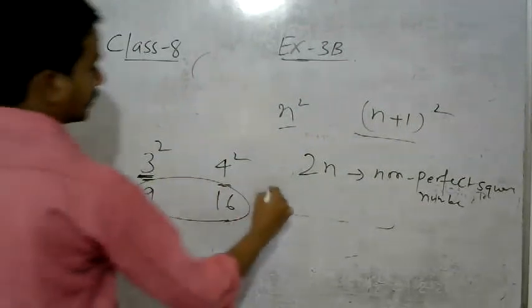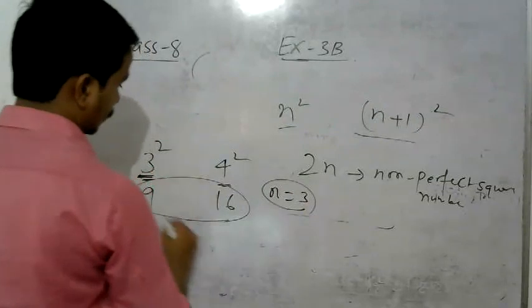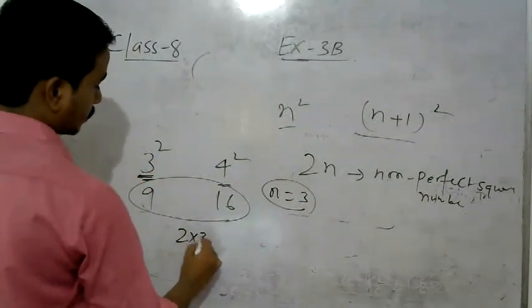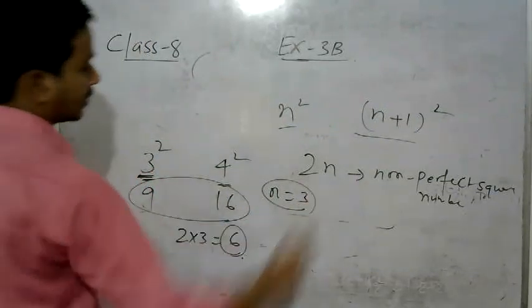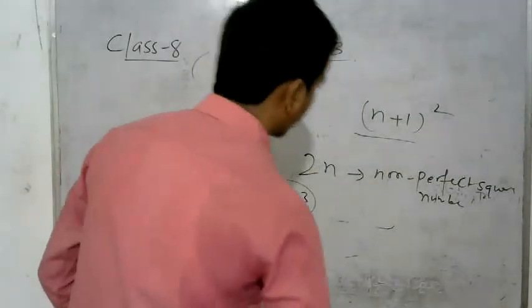What is n here? n is equal to 3. So 2 3s are 6, 2 into 3. So there are 6 non-perfect square numbers. In this way you will form.